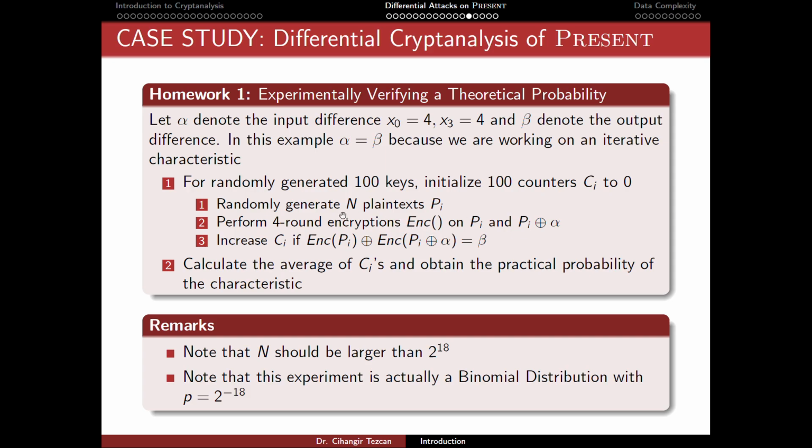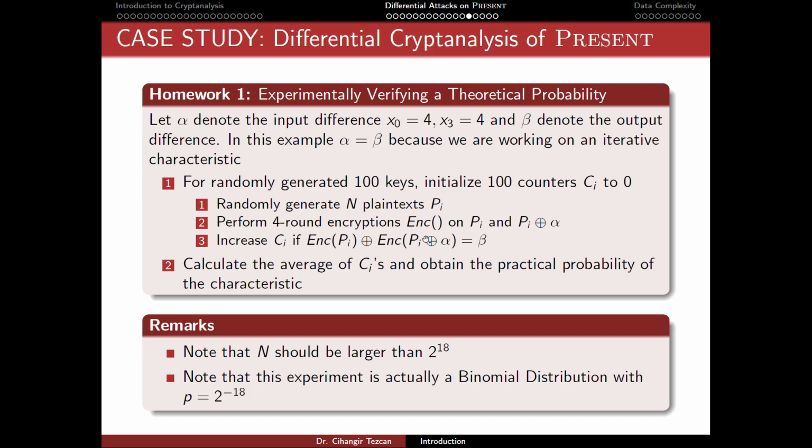So all you need is a four-round encryption of PRESENT. You generate your plaintext P_i, then flip its 2 bits to obtain, let's say, P_i prime. You take these 2 plaintexts and encrypt them: you encrypt P_i, and you encrypt P_i XOR alpha. The results are, let's say, ciphertext C_i and ciphertext C_i prime. You XOR them and check if it is beta. But in this experiment, alpha equals beta, so all you are checking is whether the output difference has only 2 ones at the places here. If this is the case, increase your counter, which is initialized to 0, so it becomes 1.